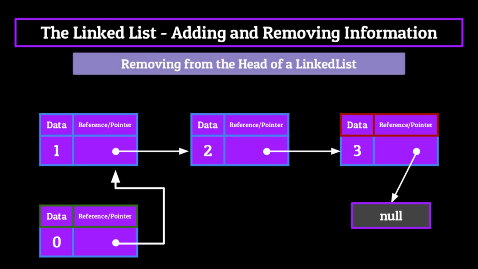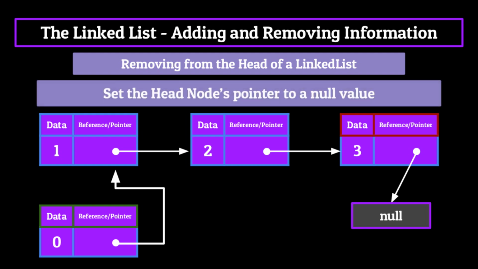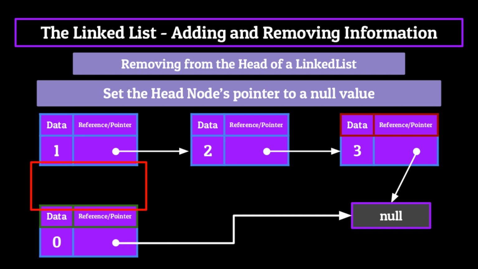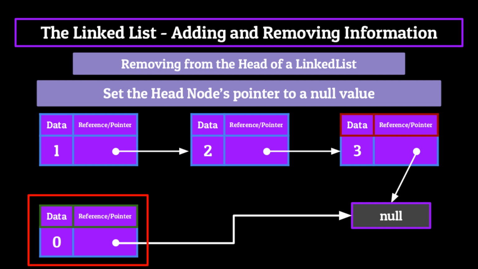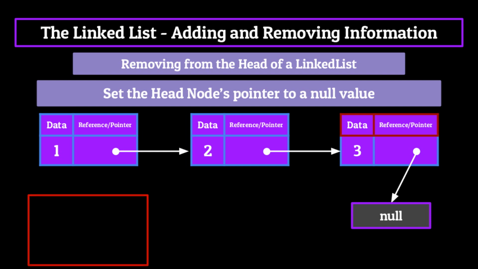Removing a node from the head of a linked list is just as simple. All we have to do is set the head node's pointer to some null value. Once we do, the head node will get cut off from the flow of information, essentially removed from the linked list. If we did this on our example linked list, you'd see that once we set the 0 node's pointer to null, because it no longer points to the 1 node, and no node points towards its location, it has been cut off from the rest of the nodes and exiled from the linked list.